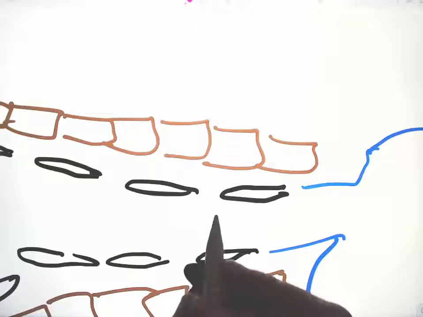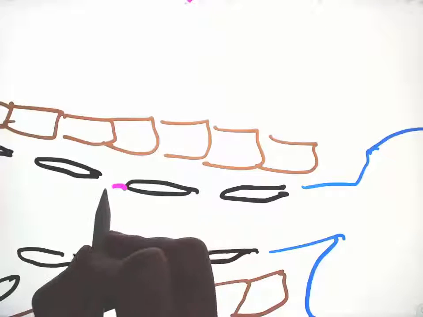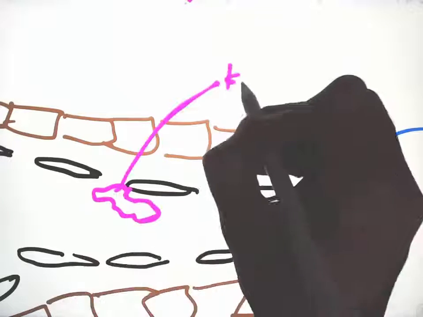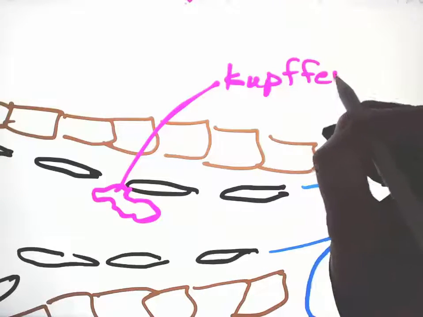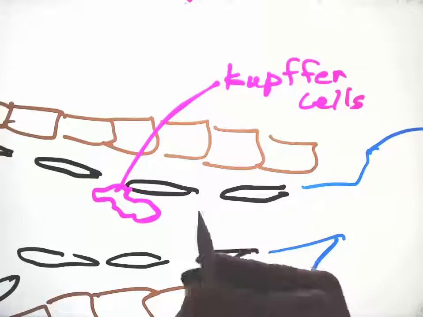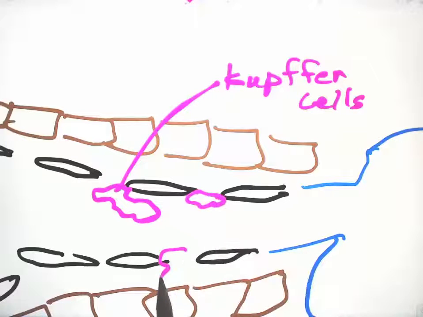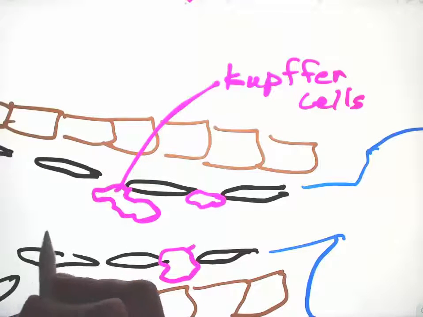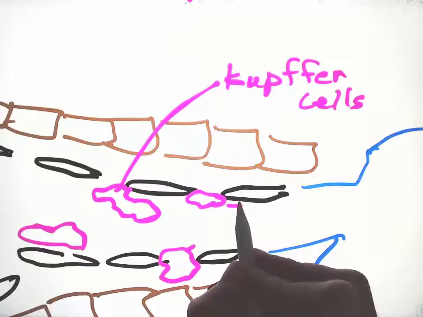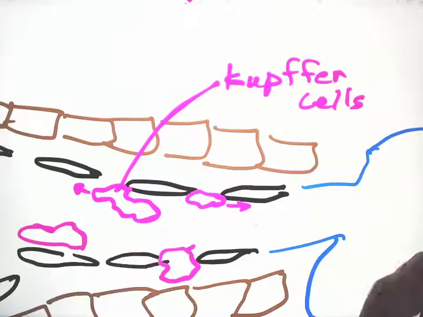Another very important category of cells are macrophages, called Kupffer cells, part of your immune system. And these macrophages may partly block the spaces. They can move in and out. Some of them move and others are stationary.